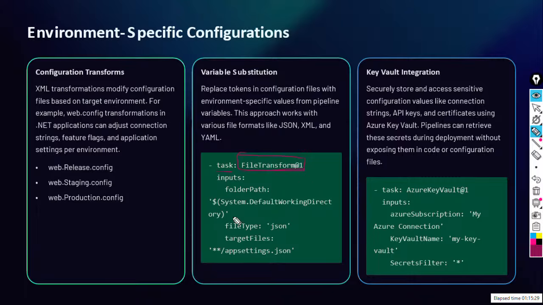Say what will be your default working directory. It will be defined under the system. What will be the file type? What will be the target file? What are the settings? You define a JSON file with the entire settings. All these are provided by this particular task. You just include that task. You get it from a list of tasks given by, I will show you that.